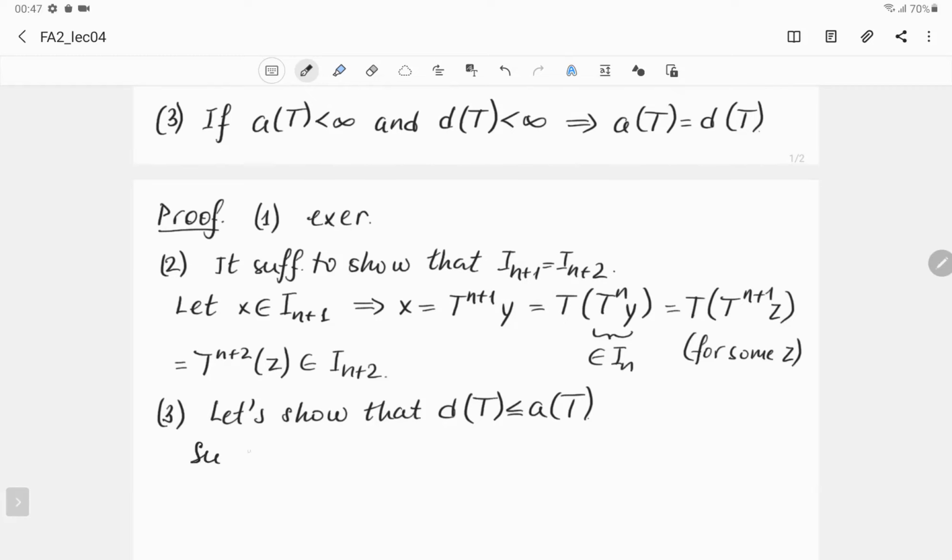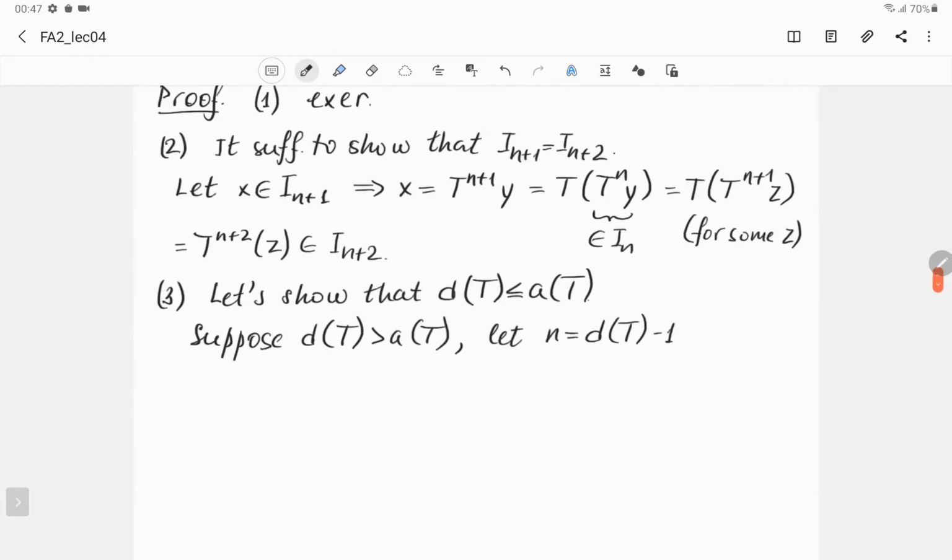So suppose that the descent is strictly bigger than the ascent, and let n denote d(T) minus 1. Well, in this case, since n is strictly smaller than the descent, we see that R(T^n) is strictly bigger than R(T^(n+1)). But n plus 1 is already the descent, and so R(T^(n+1)) equals R(T^(n+2)).